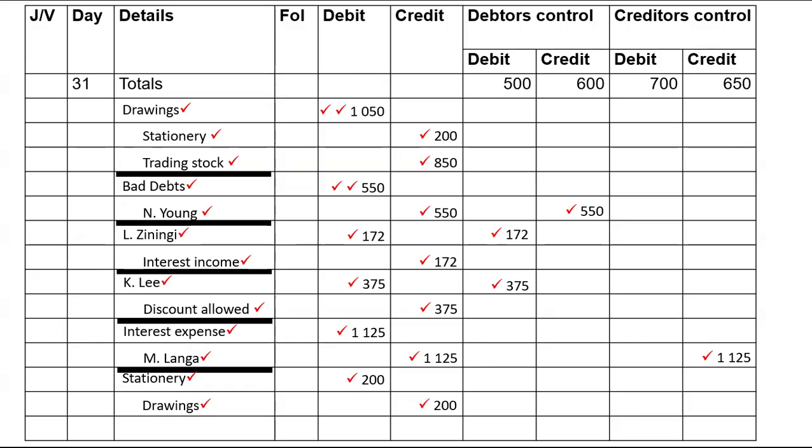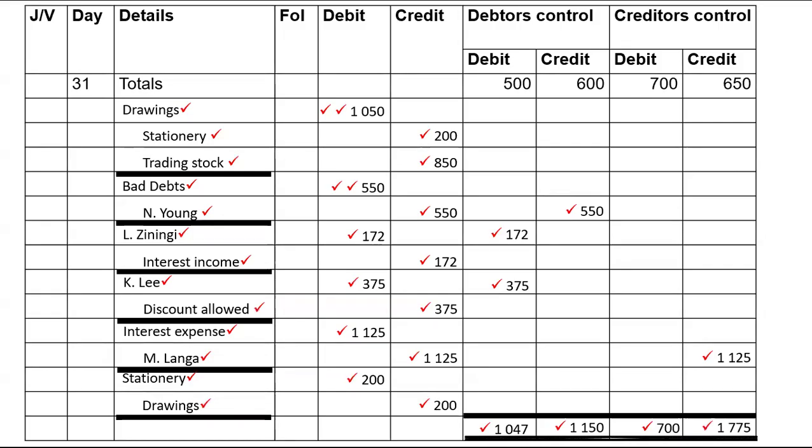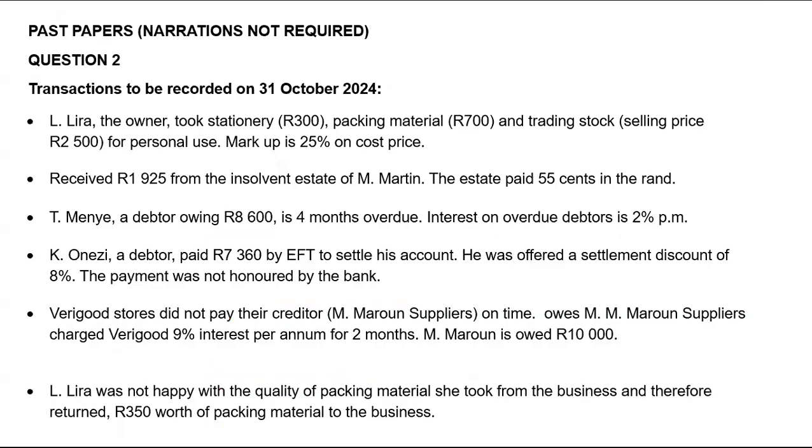It was the owner who is not a debtor and definitely not a creditor to the business. Remember to total all the columns under debtors control and creditors control. And this is it. Let us go to question 2.